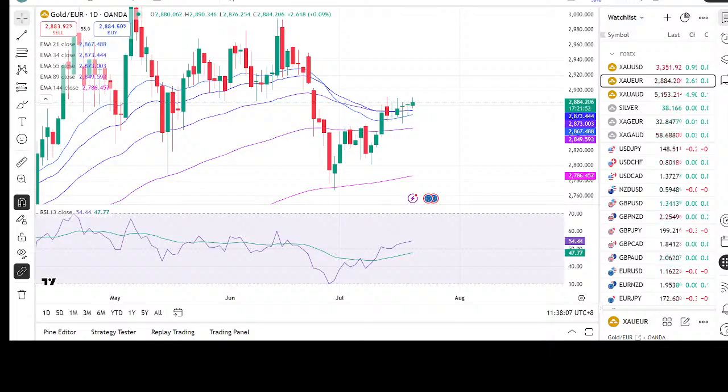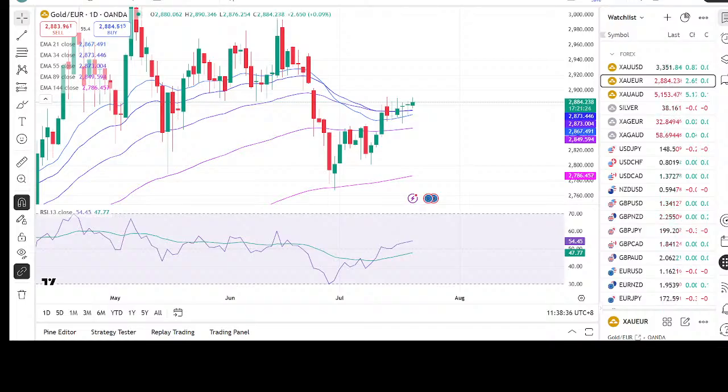So if we look for this 2840, stop 2834. Okay, this is a weekly low we are looking at, and the target we are looking for is 2940. So this is the gold euro weekly order.